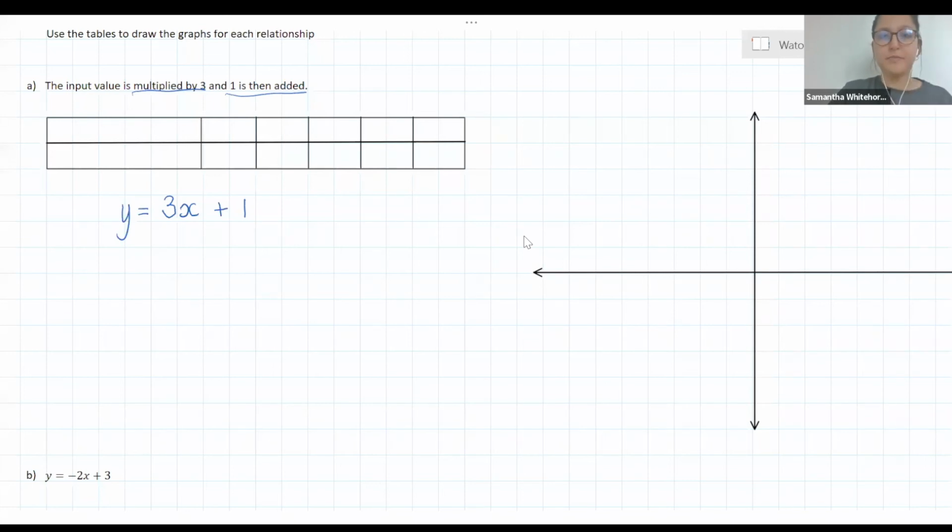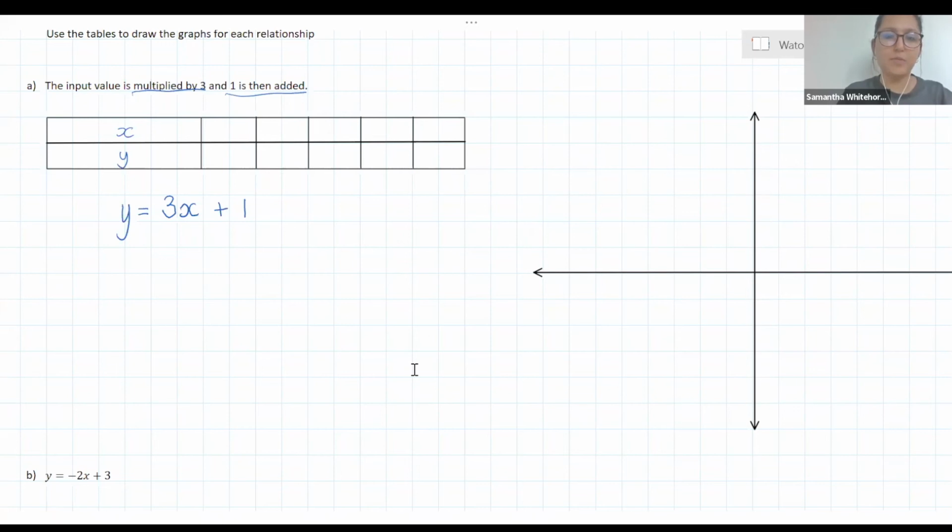Now, what we can do is get some input numbers for ourselves in order to work out the outputs. What's really important, guys, is that you can pick any input numbers, whatever you want. As long as you apply the rule, it doesn't matter what your inputs are. Obviously, if your goal is to draw a graph, don't pick input numbers of 100, because then you have to have an axis that goes all the way up to 100. So don't pick too crazy a number, but you can pick any input number.